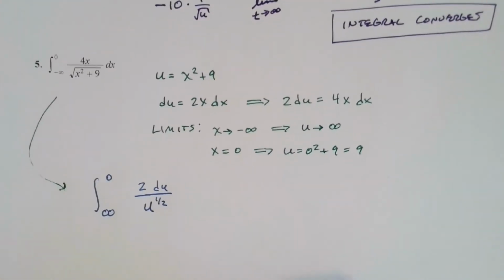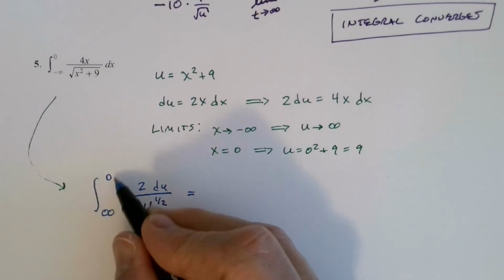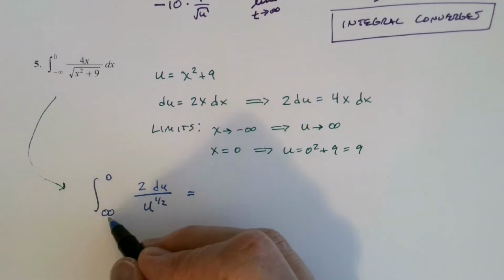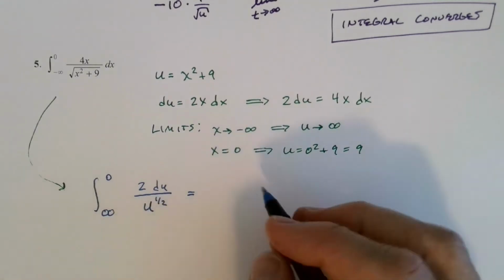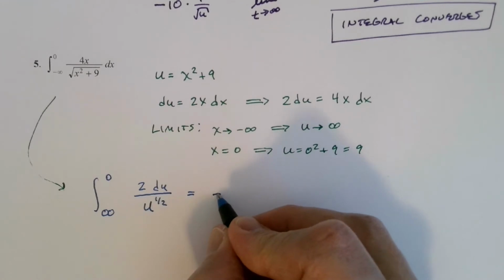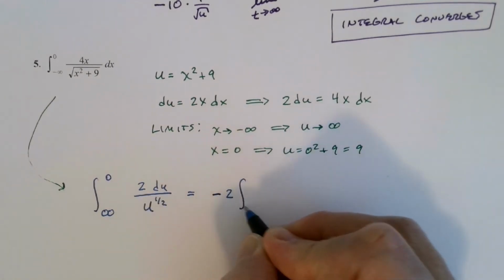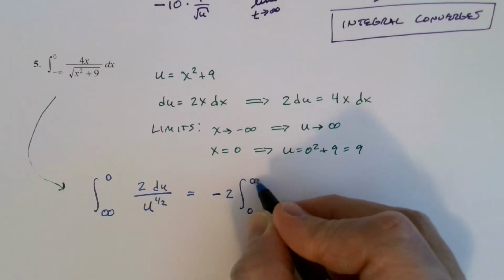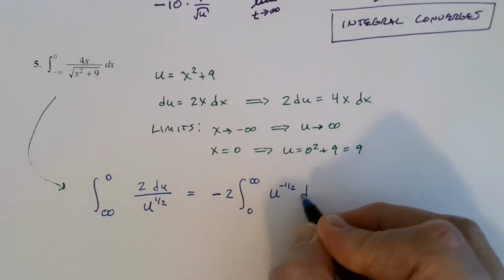Now, it's kind of weird seeing the infinity down here from what we've seen, so what I'm going to do is swap the limits of integration. In order to swap the limits of integration, what do I have to do? Do you remember? Put a little negative sign out here. Let me pull this 2 out, negative 2. Now I can swap the limits of integration, and du over u to the 1/2 is u to the negative 1/2 du.